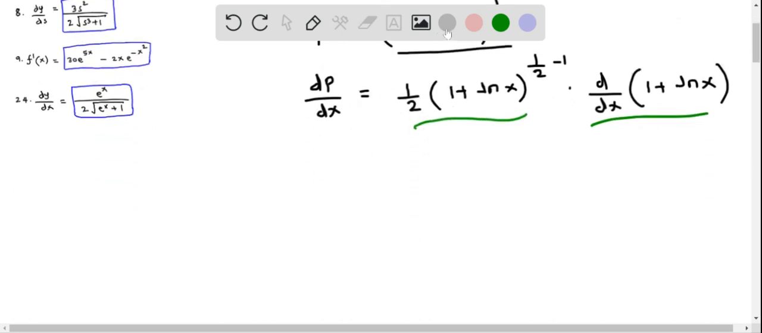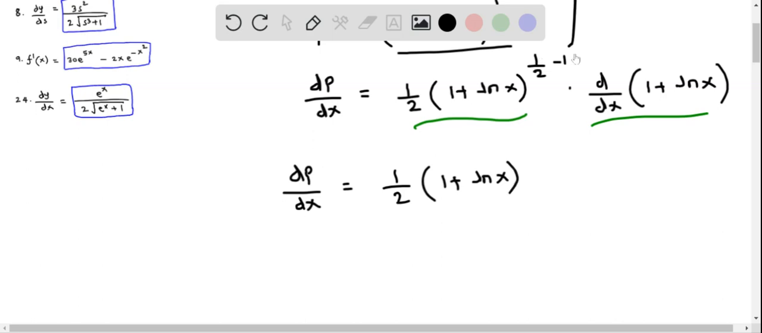So let's simplify this. We have dp/dx, and this equals 1/2 times (1 + ln x) raised to 1/2 minus 1, which is negative 1/2. So I write negative 1/2 multiplied with the derivative of 1 + ln x. The derivative of 1 is 0, and the derivative of natural logarithm x is 1/x. So I put 1/x.